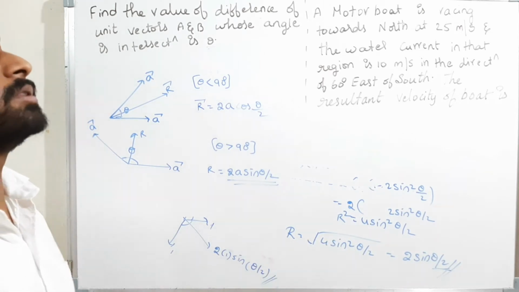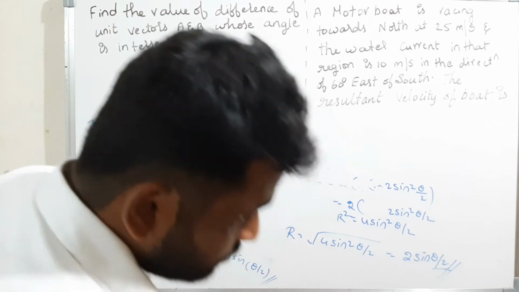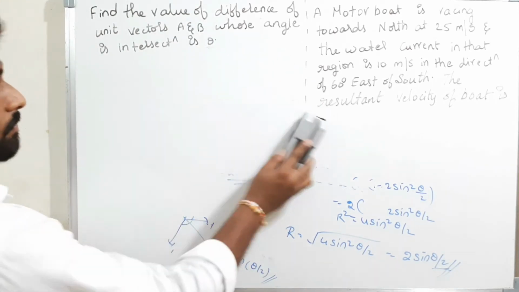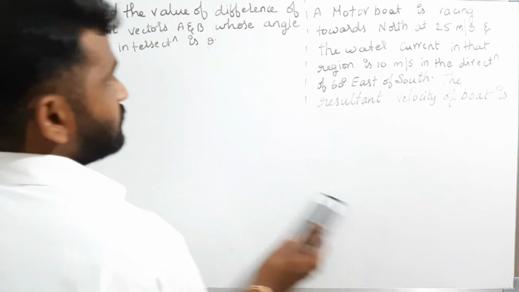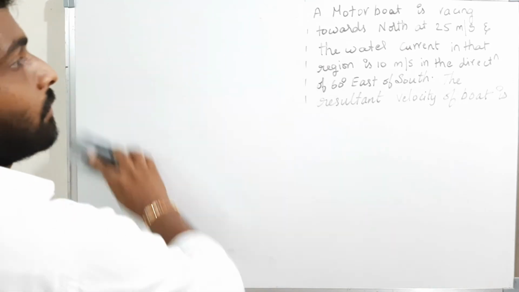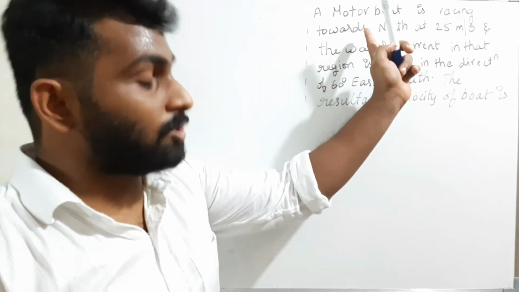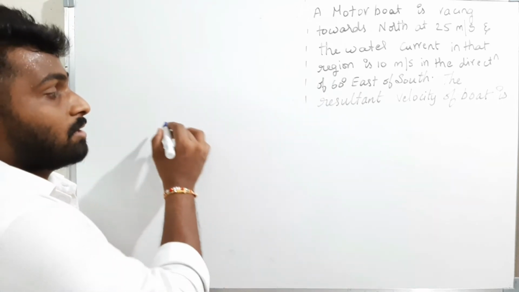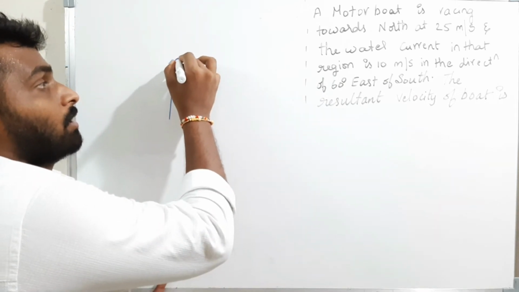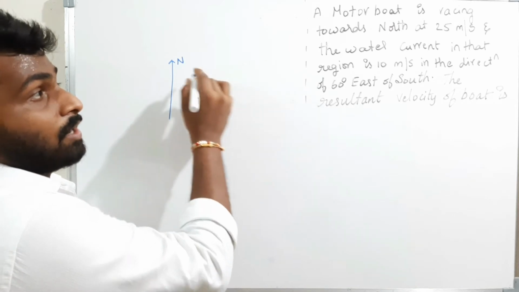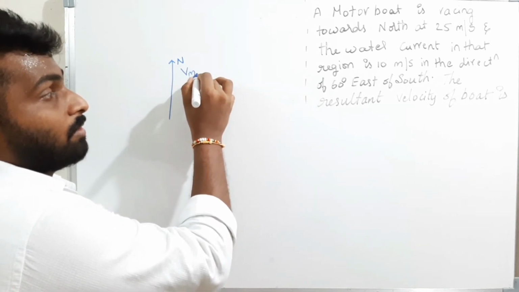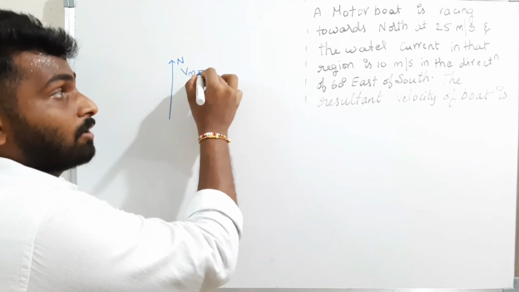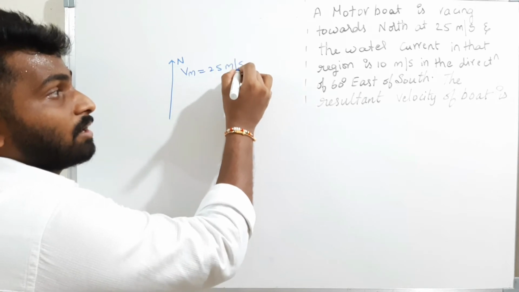Okay, now we'll see one more question. See this question. A motorboat is racing towards north at 25 meters per second. That means this is a motorboat, in the north direction. Assume the velocity of the motorboat Vm is nothing but 25 meters per second. Well and good.